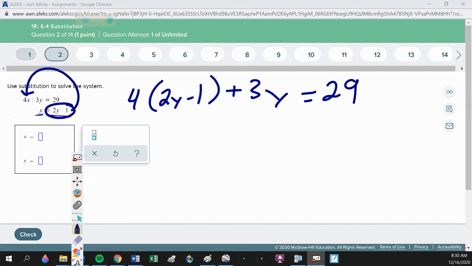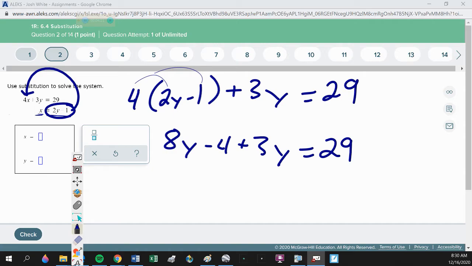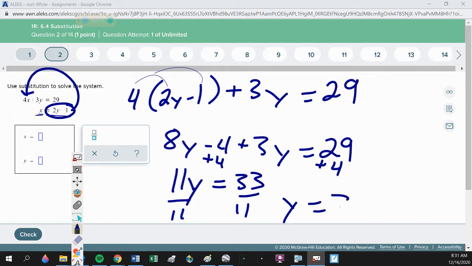Now we do a little bit of algebra. 8y minus 4 plus 3y equals 29. 8y plus 3y is 11y. Add 4 to the other side, and I divide by 11. y equals 3. Okay, now what?